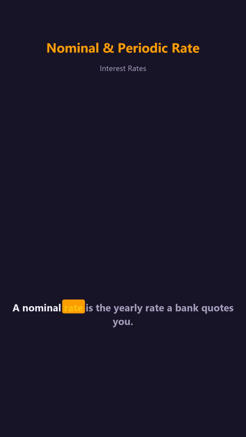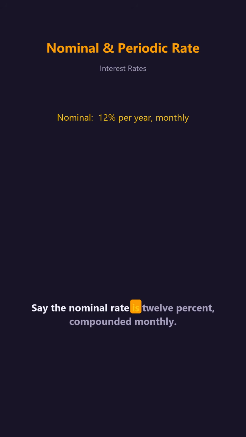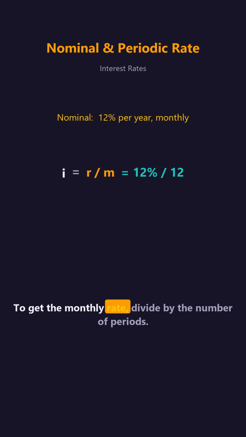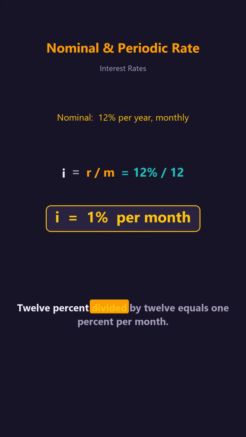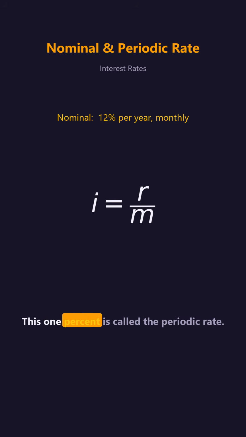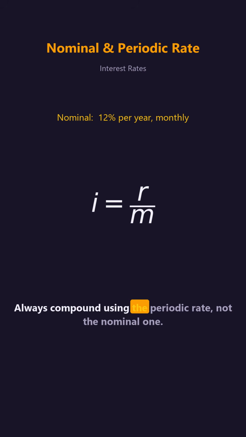A nominal rate is the yearly rate a bank quotes you. Say the nominal rate is 12%, compounded monthly. To get the monthly rate, divide by the number of periods. 12% divided by 12 equals 1% per month. This 1% is called the periodic rate. Always compound using the periodic rate, not the nominal one.